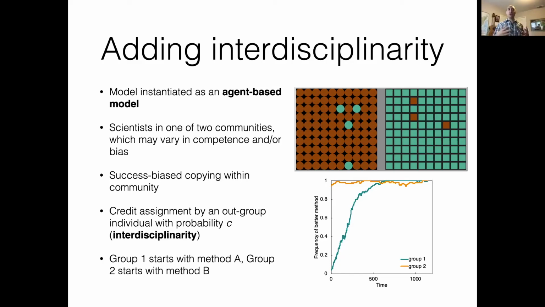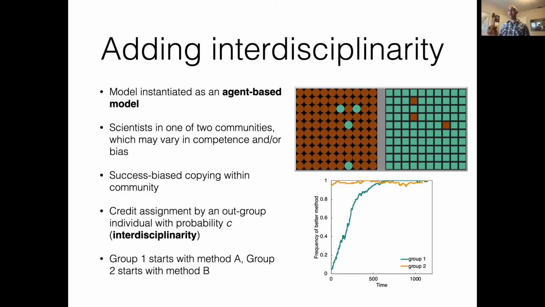if you're doing work that is related to work in other fields, you sometimes allow yourself to be evaluated by members of other fields. You submit to their journals, you submit to their funding agencies. And this happens with a probability C. So this is kind of interdisciplinarity.